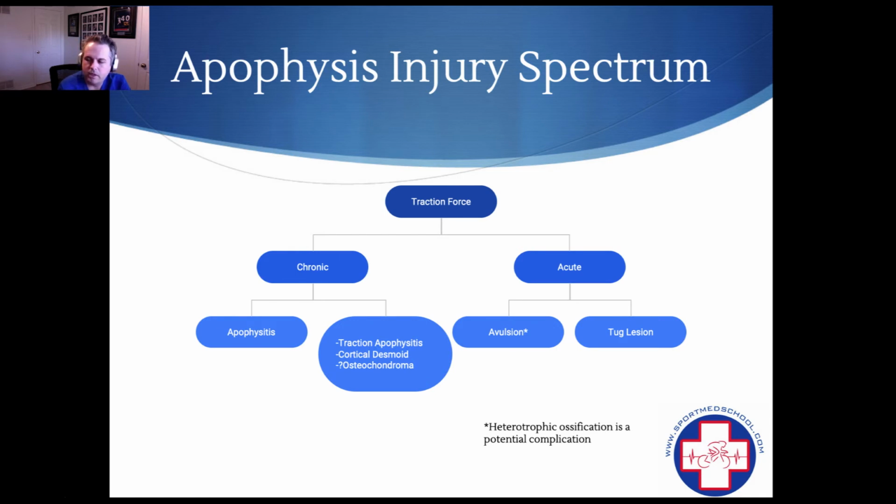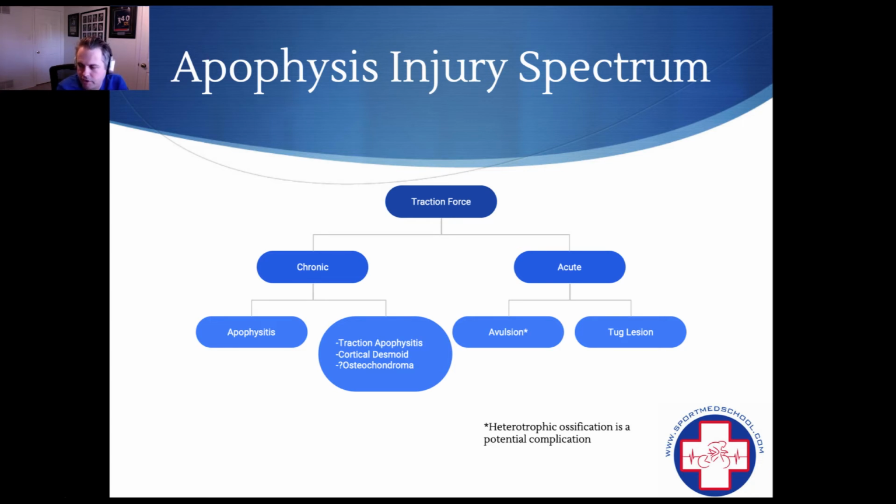Now, on the acute side of things, if we get an acute tractional force, then we can either have an avulsion fracture or a tug lesion. Keep in mind, if it's a lesser force, it may be the initiation of the apophysitis, but generally speaking, when we're talking about acute here, we're talking about one singular sudden movement or force that occurred during sport and which led to the player to stop.